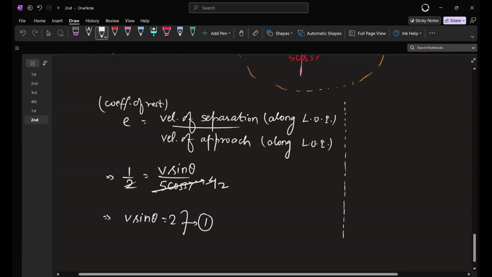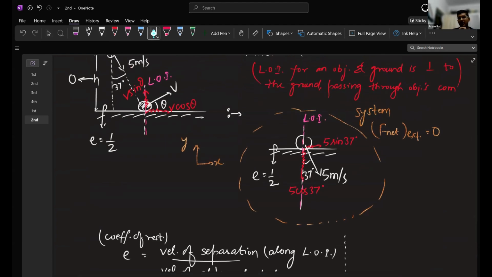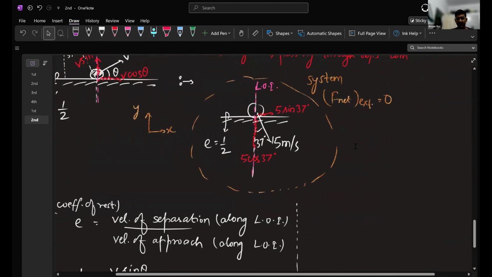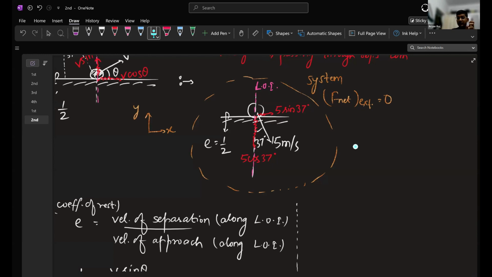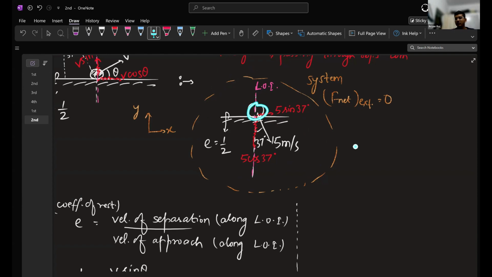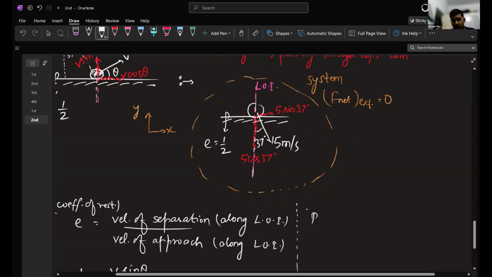Now, for the second equation, what we are going to use, what I have told you, is that since the net external force is equal to 0, we can apply momentum conservation, right? Now, the ground is always at rest. Again, momentum conservation on what? On the system. We cannot say that the momentum of this block only is going to be conserved, because on the system the net external force is 0, but only on this block it is not 0. So on the system, we can apply momentum conservation.